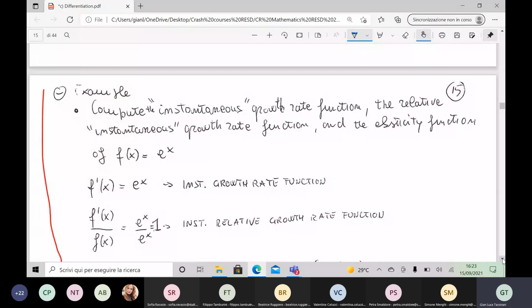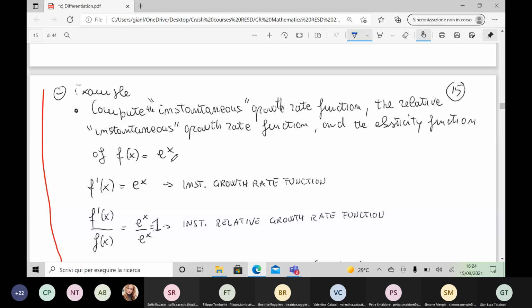Now, another exercise. Compute the instantaneous growth rate function, the relative instantaneous growth rate function, and the elasticity function of f of x equal to e to the power x. I did not ask you to evaluate the instantaneous growth rate, the relative instantaneous growth rate, and the elasticity at the given point. But I asked you to find the functions.